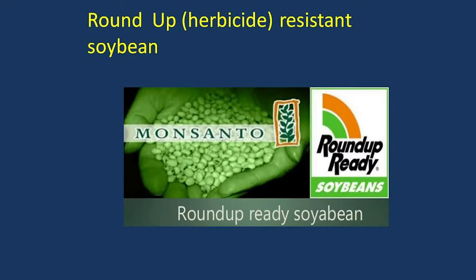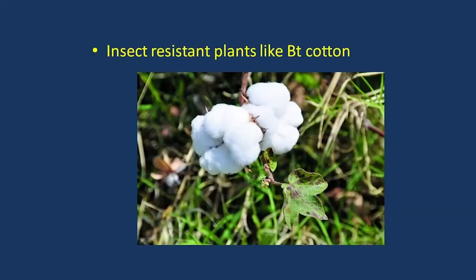This soybean was made resistant to Roundup by introducing genes from bacteria. Another example is Bt cotton. Bt stands for Bacillus thuringiensis. It has a cry gene from the bacterium Bacillus thuringiensis. This cotton is resistant to insects.